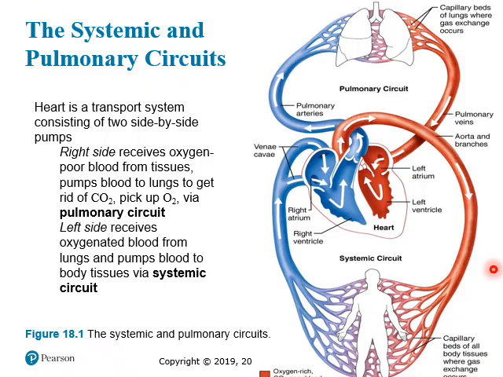The heart is a transport system of the cardiovascular system and consists of two side-by-side pumps. And you could see that there's actually two tubes that are connected to the heart. This is your heart right there in the center. You have a red tube, which is a representation of the arterial system. And then you have a blue tube, which is a representation of the venous system. The right side receives oxygen poor blood.